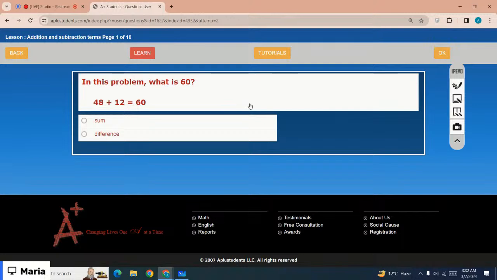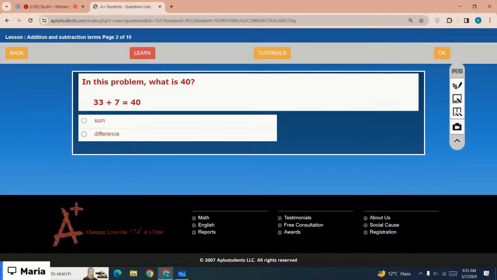What is 60? Yes, 60 is the sum. When you add two numbers, that is the sum. 60 is the sum, right? 48 plus 12 equals 60. So 60 is the sum of 48 and 12.